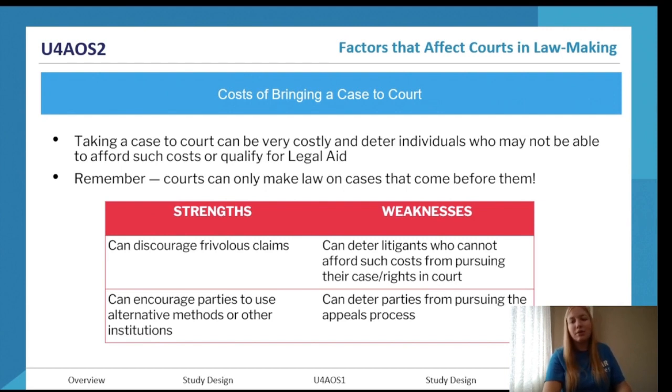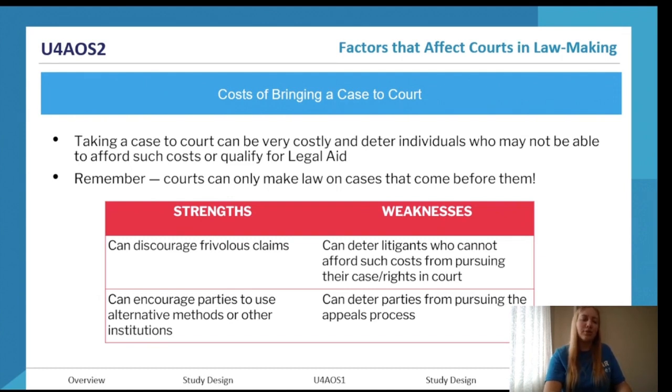So remembering that courts can only make law on cases that come before them, we've already discussed that in this session. Some strengths are that the cost can discourage frivolous or unbased claims, just trying to go to court just because you can. A lot of people might get upset about something small and say, I'll take you to court. But no, they won't, because it's expensive. So this prevents backlog for the courts and makes sure that only claims that should be heard really come to courts, hopefully, for the most part. And it can encourage parties to use alternative methods or other institutions as well.